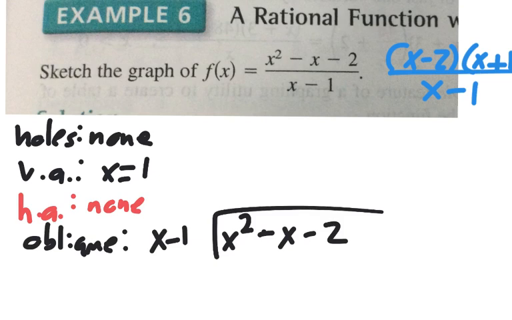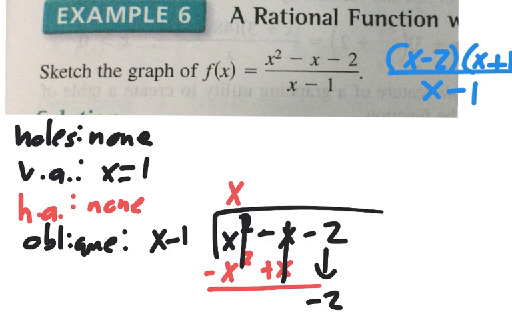Okay. Now, when we do the long division, I've got x. I want it to be x squared. What do I need to multiply by? x. x times x is x squared. x times negative 1 is negative x. Then what do we do? We change the signs. We subtract these. x squared minus x cancels. Negative x plus x cancels. We bring down the negative 2. Can x become negative 2? Nope. So this is my remainder.